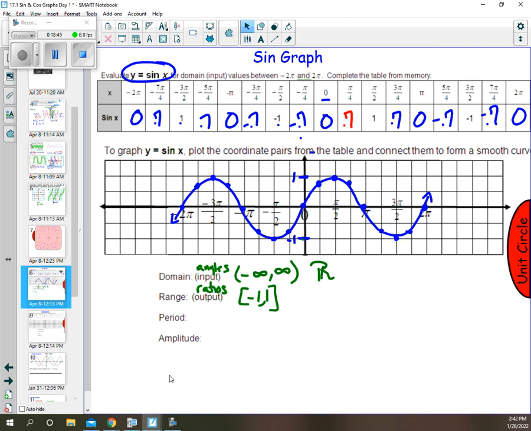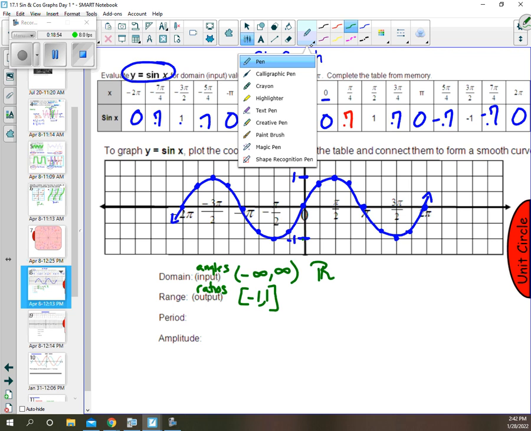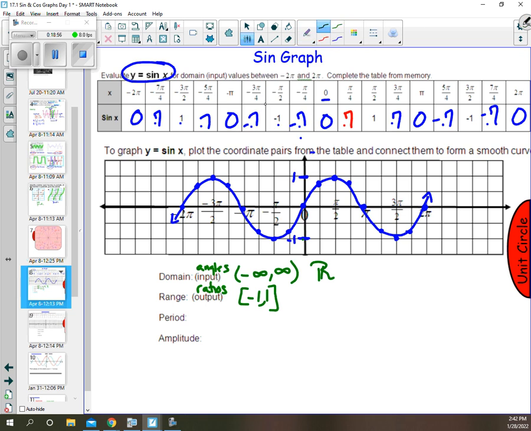Okay, let's talk about period. I'm going to have you label on your graph. If you have a highlighter, this might be helpful, because then you can see what this is going to look like moving forward. I'm going to highlight one complete period. I'm going to start at 0. It goes to a max, to the middle, down to the min, and then back to the middle, and it would start repeating itself right there, right?